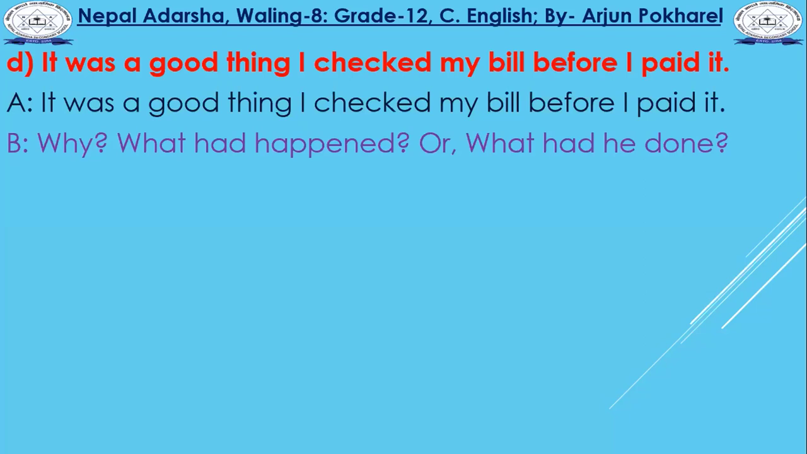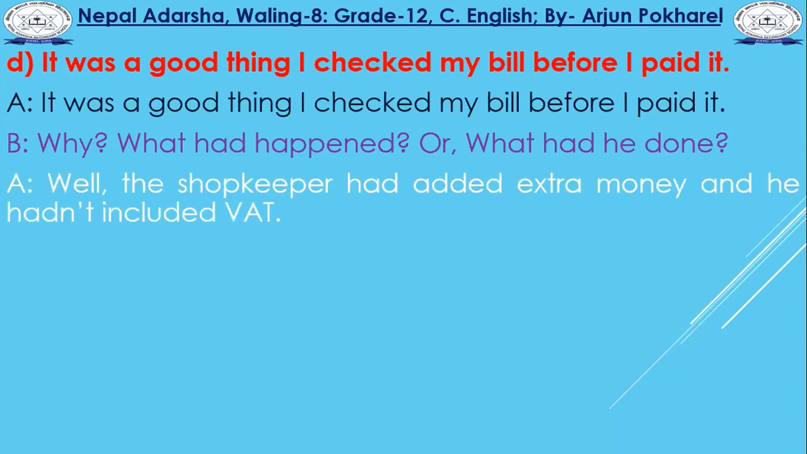There might be two or three shopkeepers. Okay, what had they done, or what had he done? You can say, or what had she done? There might be, let's say, some lady shopkeeper. There you might say what had she done? In this way you can say. Okay, your answer was correct. The shopkeeper had added extra money, and he had included VAT. Okay, two mistakes that he did.